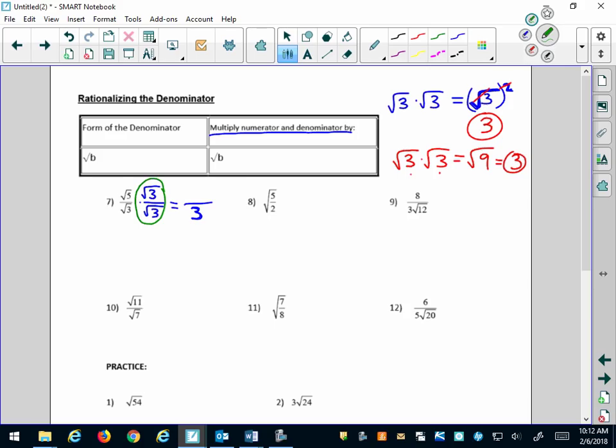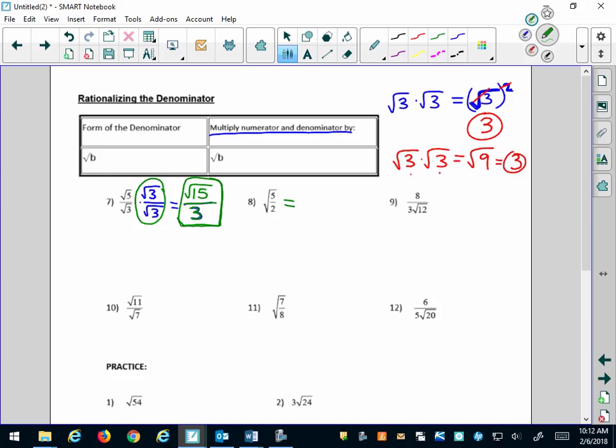On the bottom, we have plain old 3. On the top, we have the square root of 5 times the square root of 3, which, as we learned in the other video, is the square root of 15. You can just multiply what's under the radicals, keep it under a radical sign. So our final answer there is the square root of 15 over 3. All right, let's look at the next one.